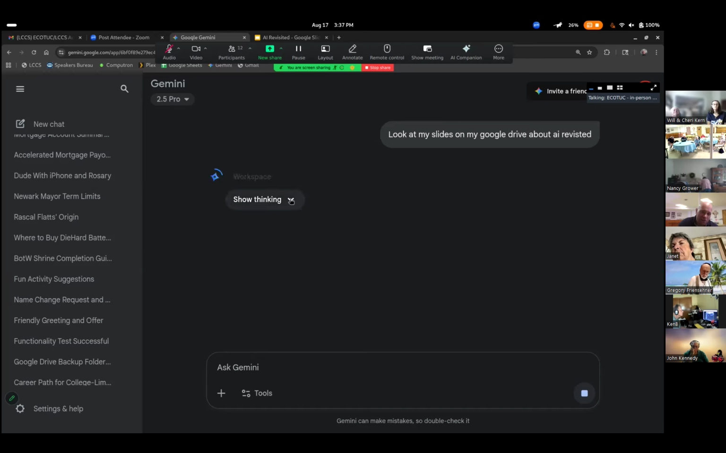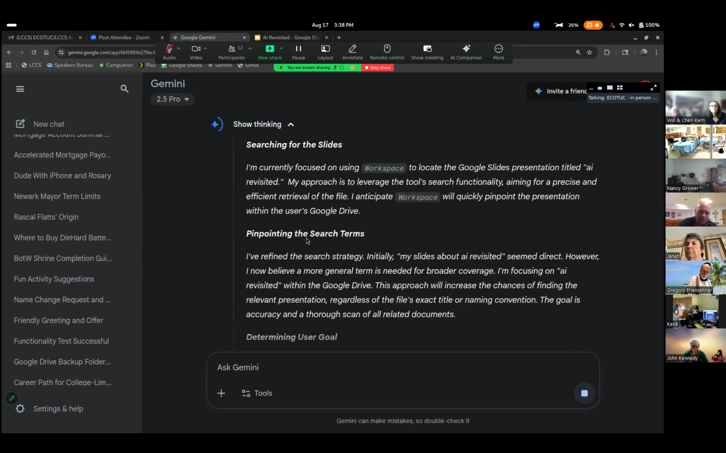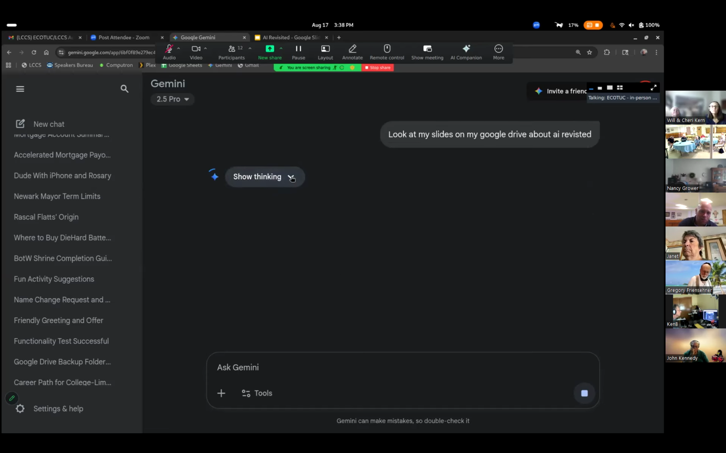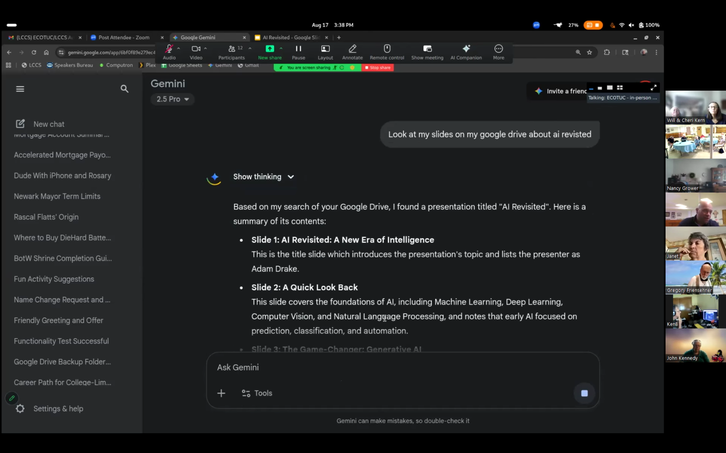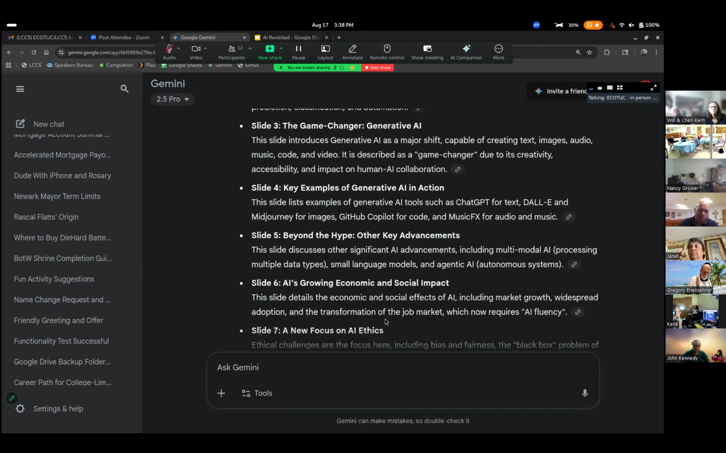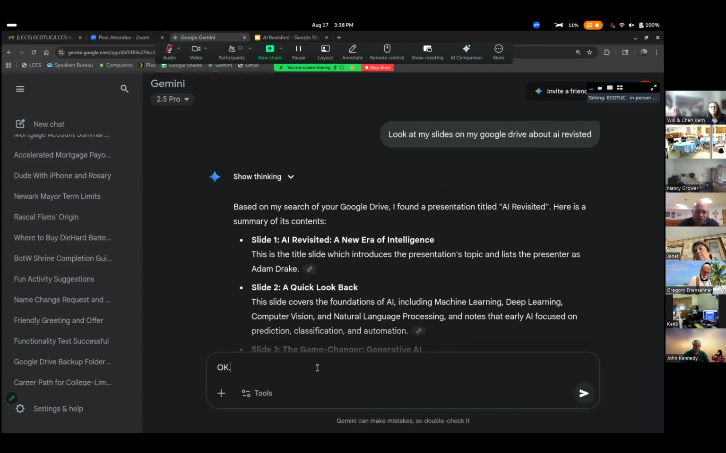Well, now it's saying, I have an option to show thinking so I can see what it's thinking about our interaction. Searching for the slides. So now this tells me everything that it's thinking about while it's preparing a response for me. Remember when Elon didn't like it? So here it found the slides. It sees all the slides in that file and it gives me a high level overview. And I'll say, okay, can you also see the presenter notes?